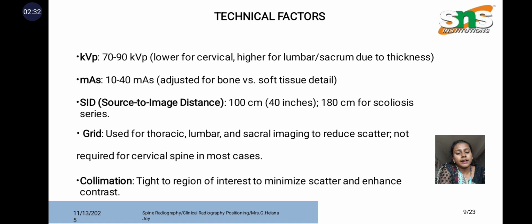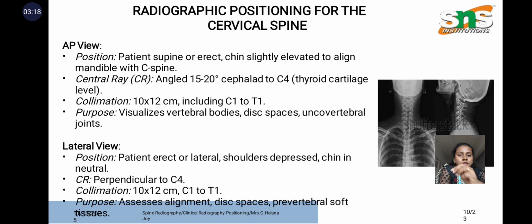The technical factors vary: kVp ranges from 70 to 90 kVp, and mAs from 10 to 40 mAs, which is adjusted for bone versus soft tissue detail. Source to image distance will be 100 centimeters. In some cases, for diagnosing scoliosis, 180 centimeters is effective. A grid is used for thoracic, lumbar and sacral imaging to reduce scattered radiation, while in some cervical spine imaging a grid is not required. Collimation is tight to the region of interest to minimize scatter and enhance image contrast.